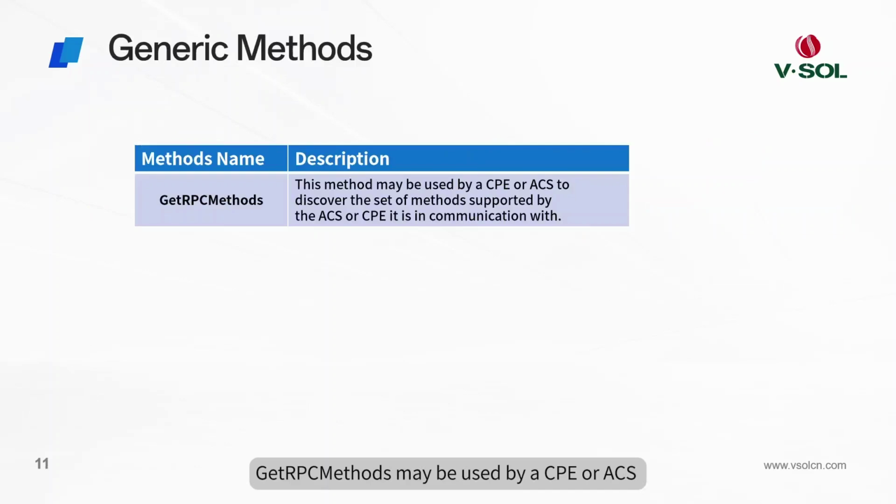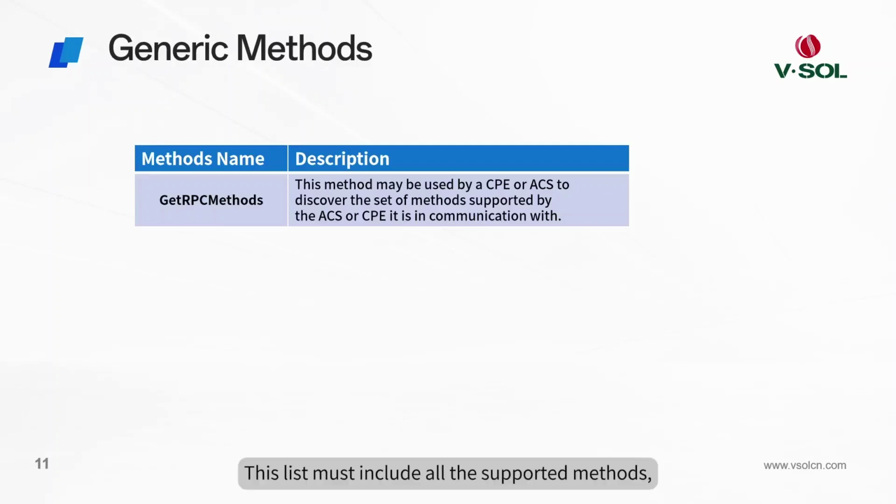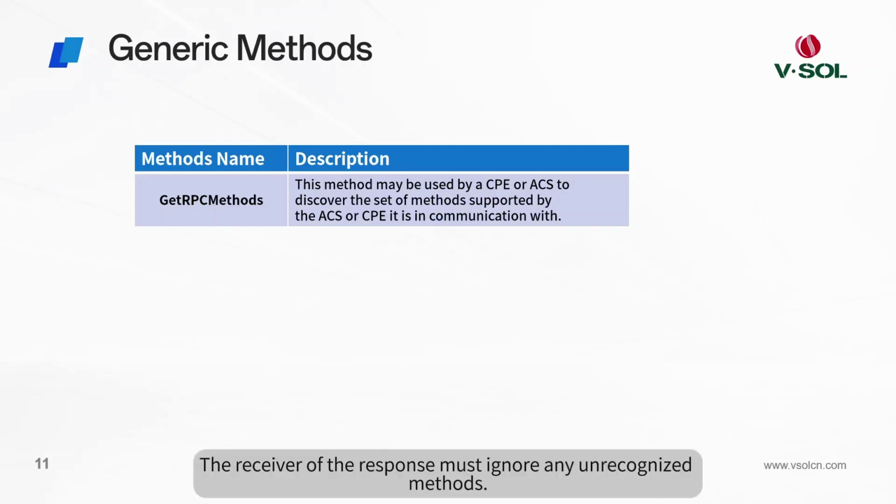Get RPC methods may be used by a CPE or ACS to discover the set of methods supported by the ACS or CPE it is in communication with. This list must include all the supported methods, both standard methods and vendor-specific methods. The receiver of the response must ignore any unrecognized methods.